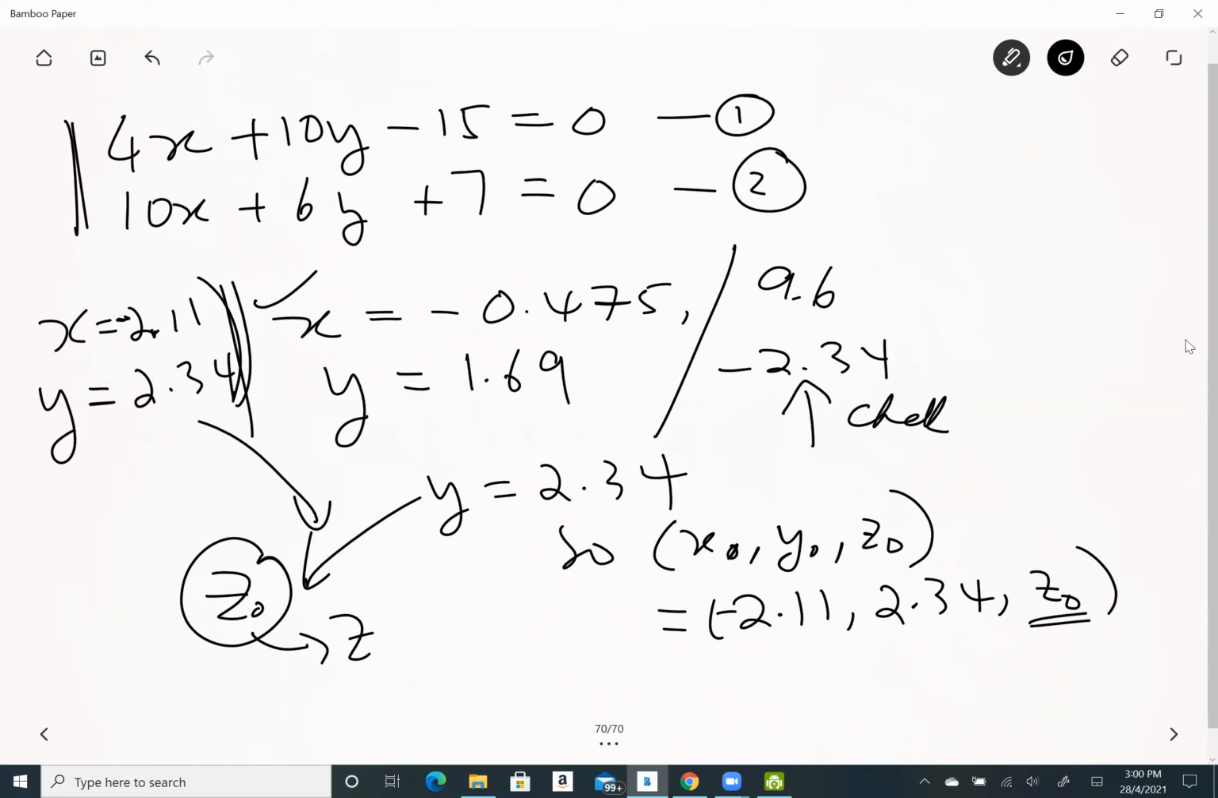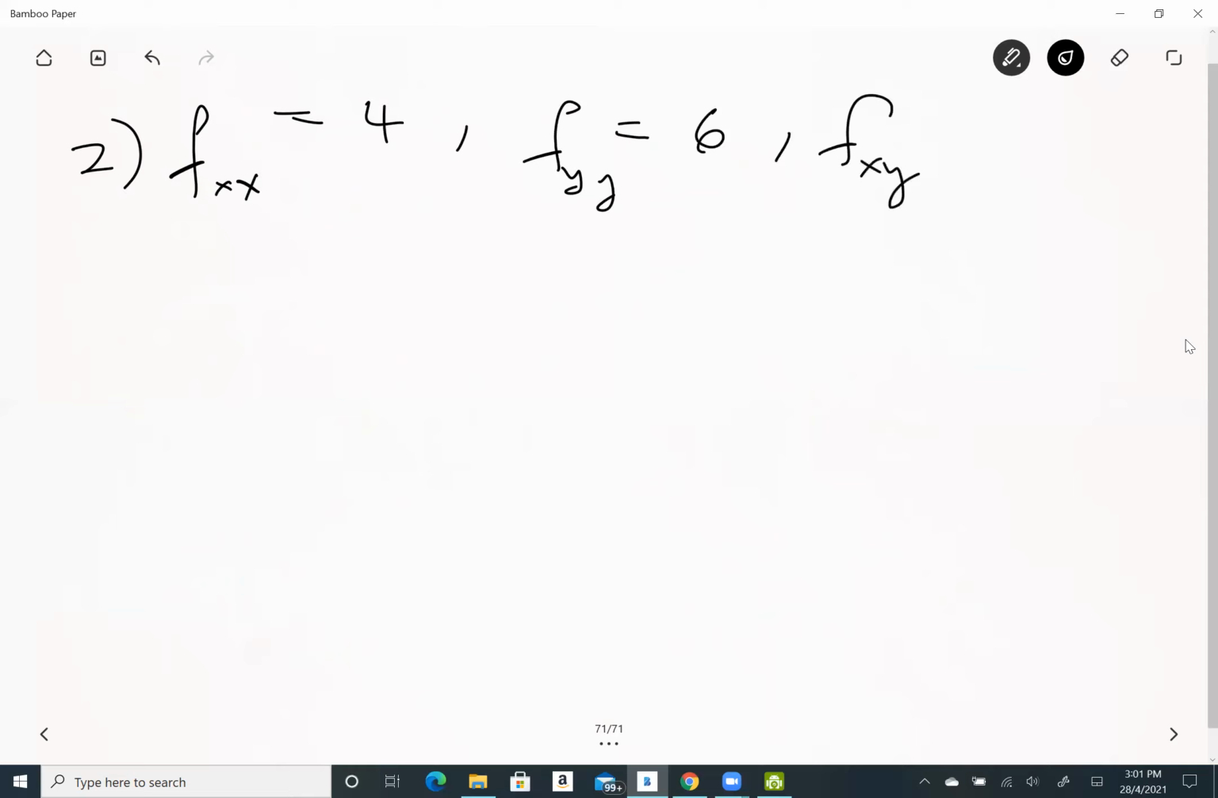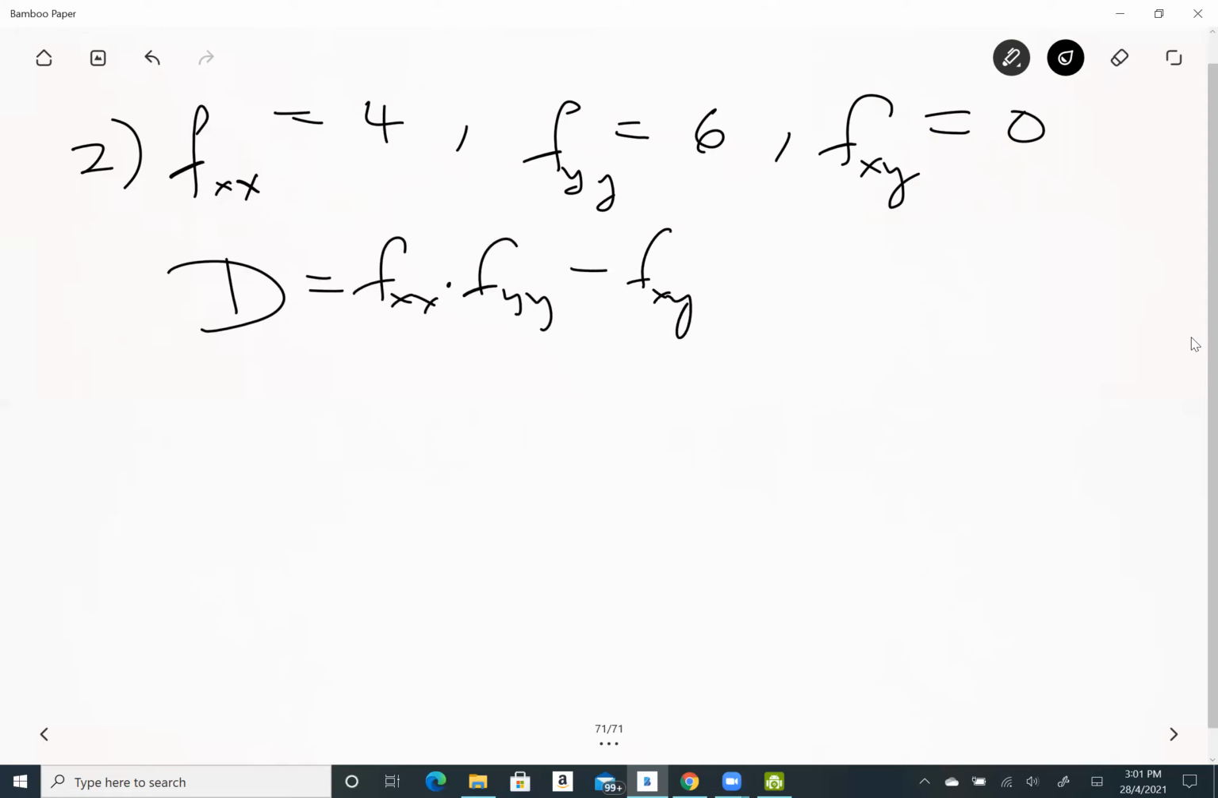So what we do next is you take the second partial. Now you look at the second partials, what do we have? So number 2, you find fxx, and that is equal to 4. And then you take the second partial fyy. What do we get? You get 6. And then take the cross partial fxy. We have 0. So D is equal to fxx times fyy minus fxy squared.